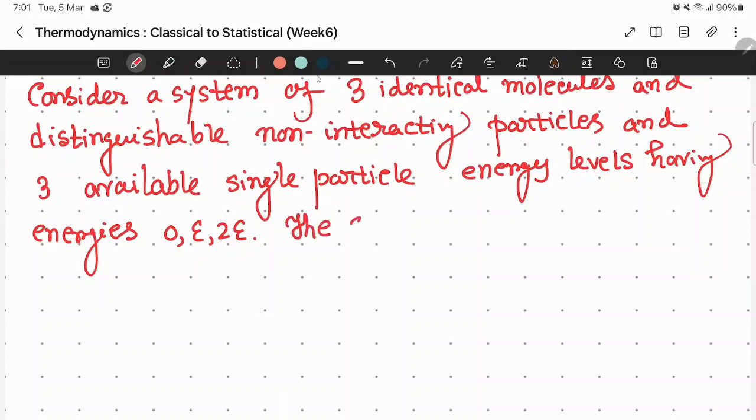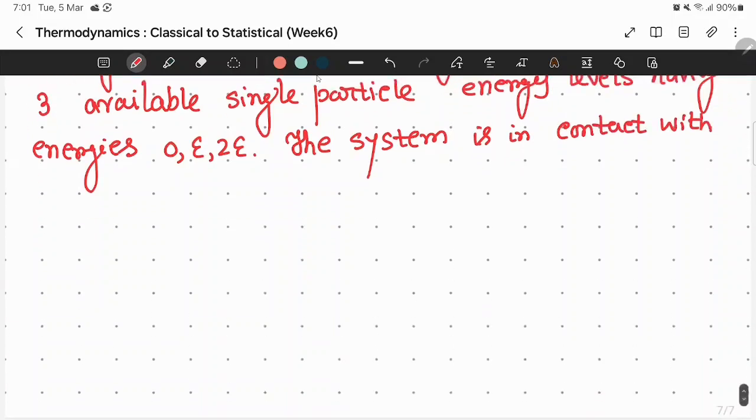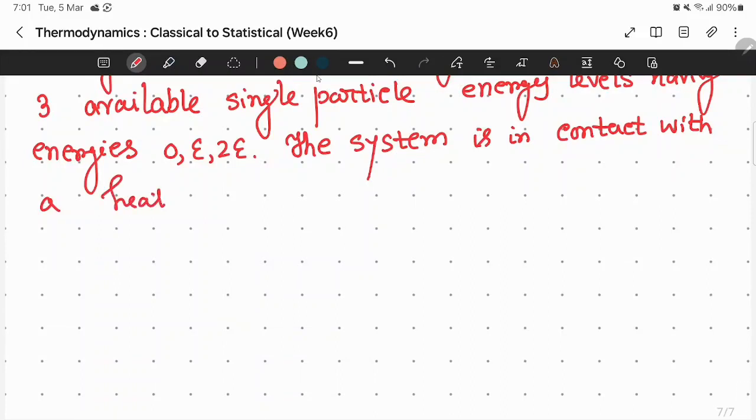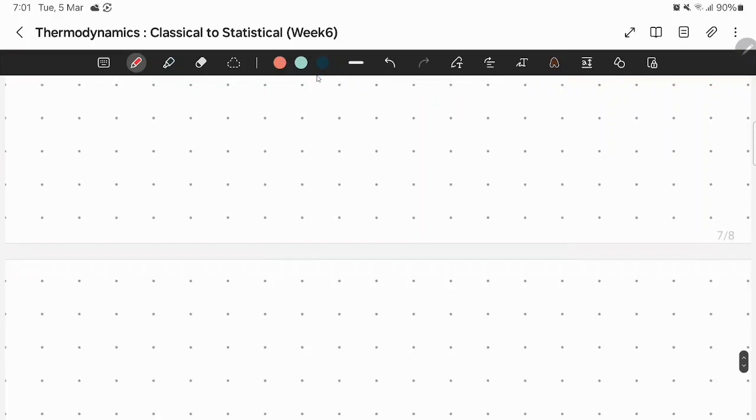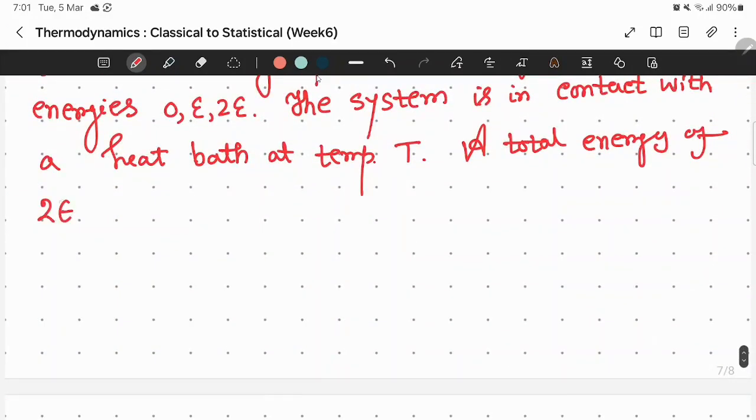The system is in contact with a heat bath at temperature T. A total energy of 2 epsilon is shared by three particles.